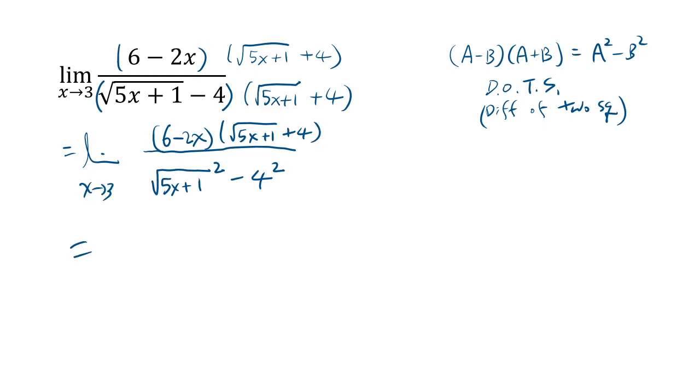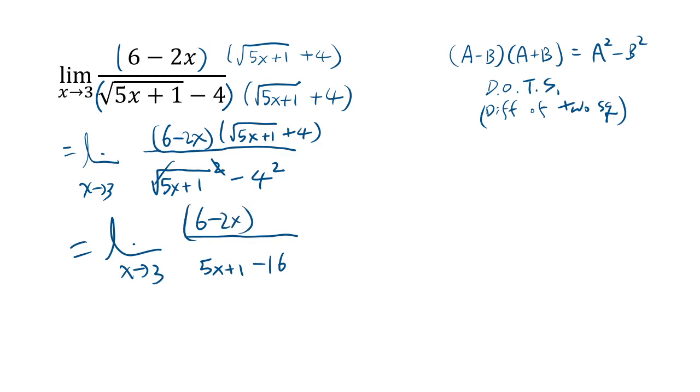And let's use that property to cancel these 2, and then you get limit x going to 3 of 5x plus 1, 4 squared is 16, so minus 16. And you have 6 minus 2x times square root of 5x plus 1 plus 4. Okay, now let's try to see what we have here. This one down here becomes 5x minus 15.